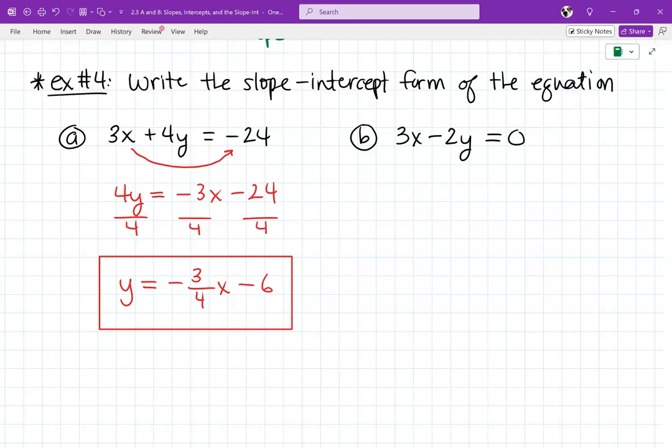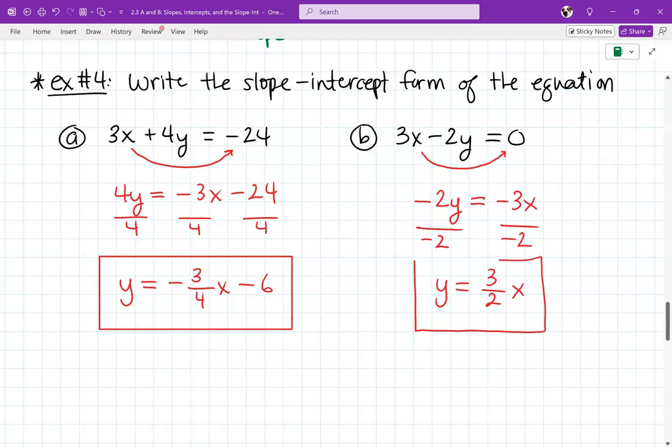Let's do the same with part B. I got to solve for y, so I'm going to get 3x and I'm going to throw it over. So that's going to be negative 2y is equal to negative 3x plus 0, but the 0 doesn't do anything, so I'm not going to write it. So my next step is to get the y by itself, so I'll divide everything by negative 2. So y is equal to 3 over 2 x. And here's my answer from my slope-intercept form.